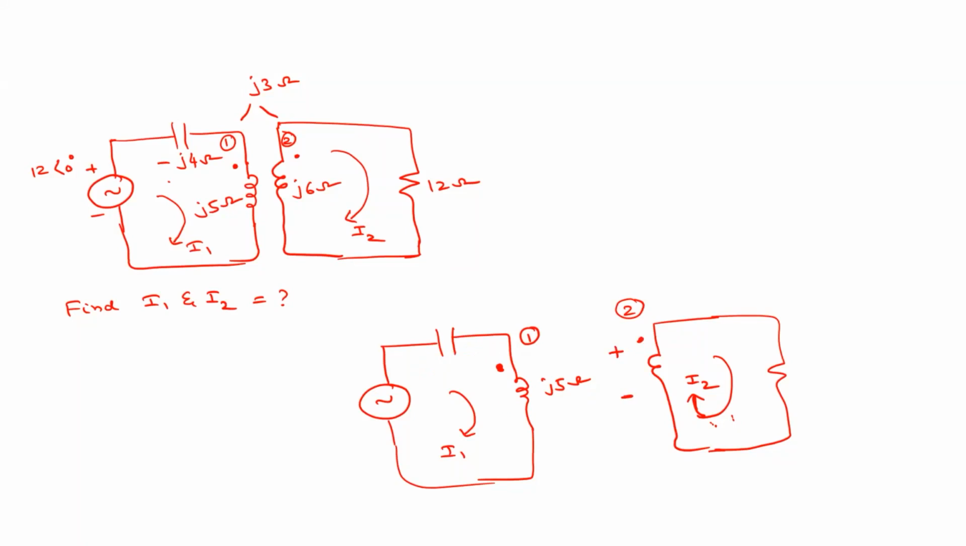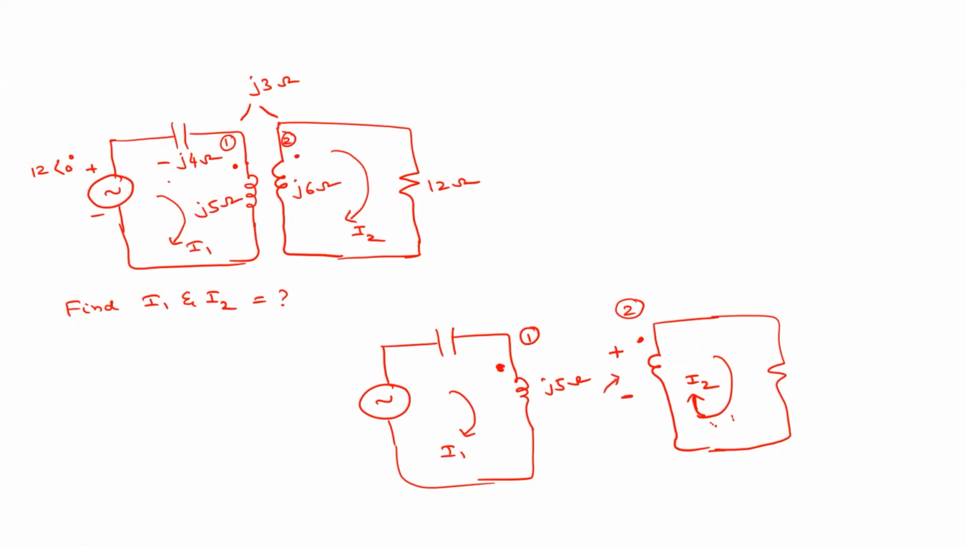Sir, once again, can you please repeat, sir? Yeah, I will repeat. If the current is entering the dotted terminal, then in the other circuit, at the dotted terminal, you have positive polarity. Okay, sir. Right? So that means this is the induced EMF.